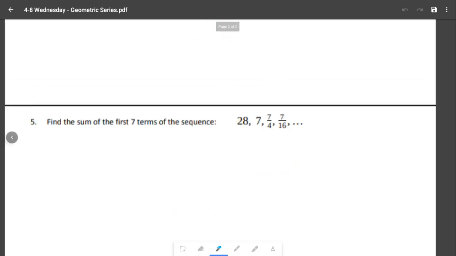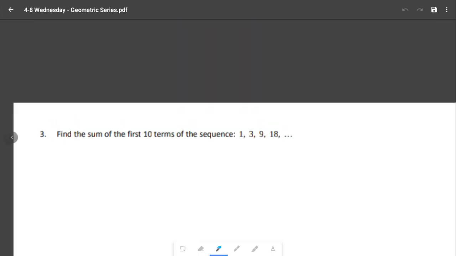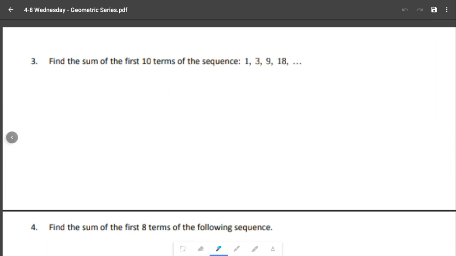Okay, question 3. Why don't you press pause, try question 3 on your own, and when you finish it, you can press play and see if you got it right. So find the sum of the first 10 terms of the sequence. Sum again means a series. So you should be using that formula from the front.